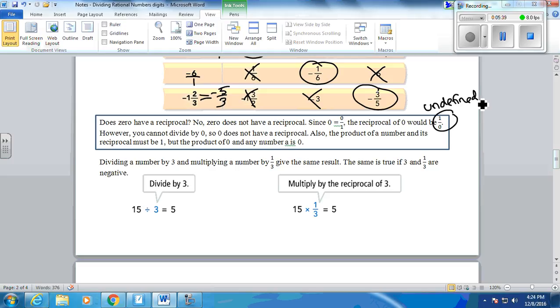Then it says dividing a number by 3 and multiplying a number by 1/3 give the same result. The same is true if 3 and 1/3 are negative. So if I've got divide by 3, 15 divided by 3 gives me 5. But if I now also decide to multiply by the reciprocal of 3, which is 15 times 1/3, I still get 5. And that should look familiar to you guys.